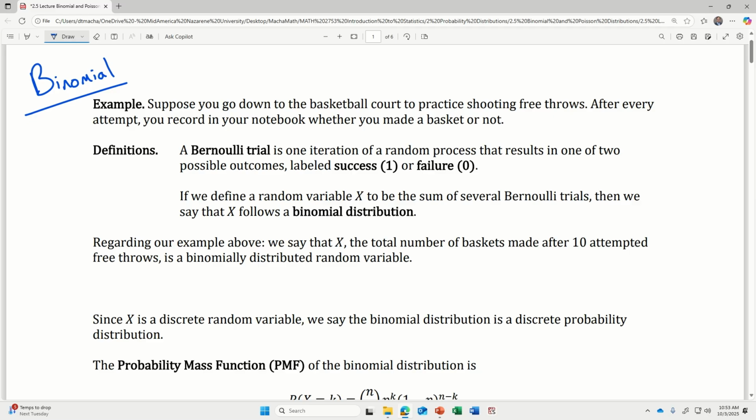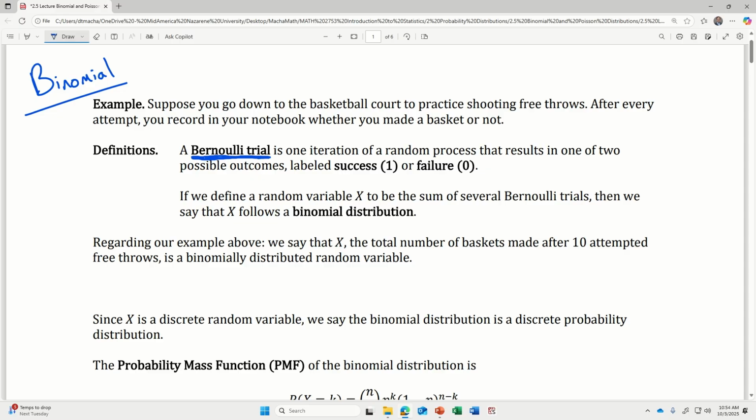One example is, imagine you're going to the basketball court and you practice shooting free throws. Every time you make a free throw, you record a little tally mark in your notebook. A Bernoulli trial, and you should know this vocabulary word, named after a mathematician named Bernoulli, is one iteration of a random process that could either be a success or a failure. So every time you attempt to shoot a free throw is a Bernoulli trial, because you're either going to succeed and make a basket or you're going to fail and not make a basket.